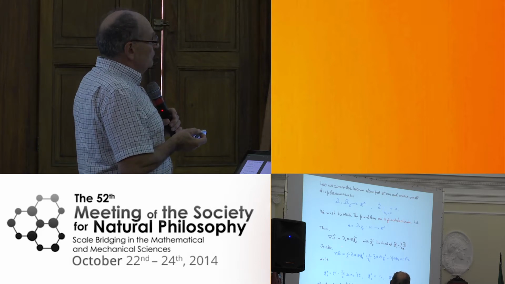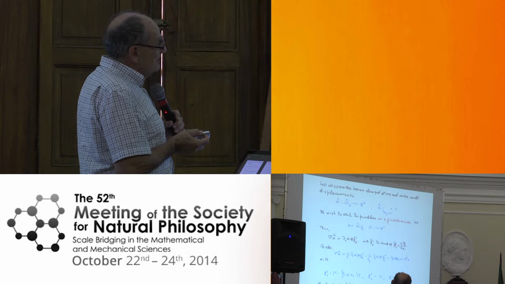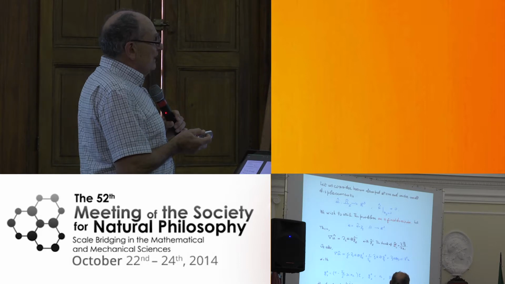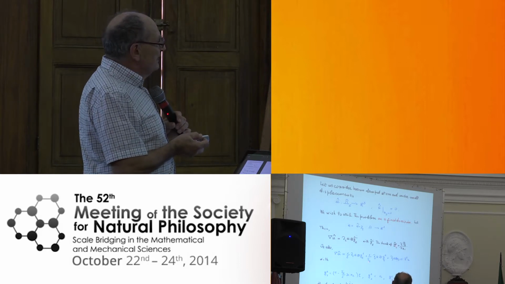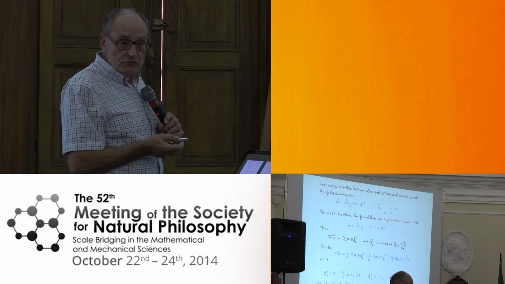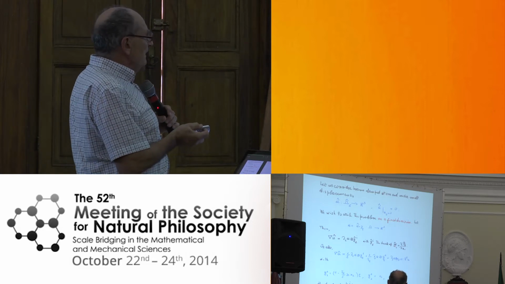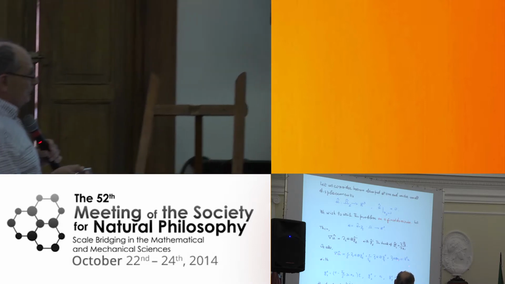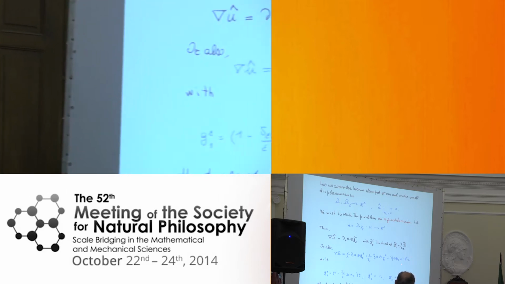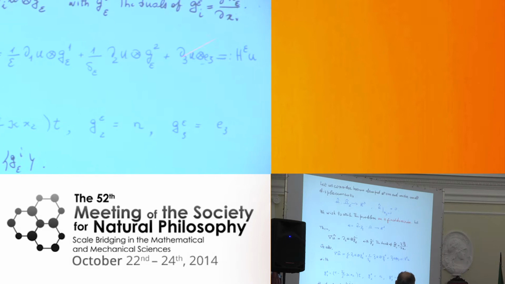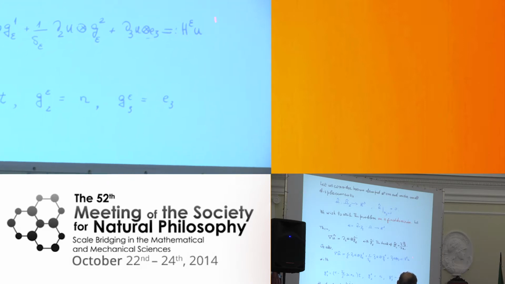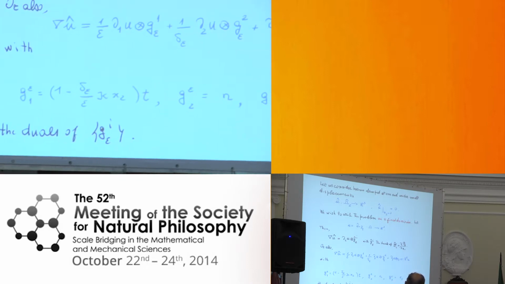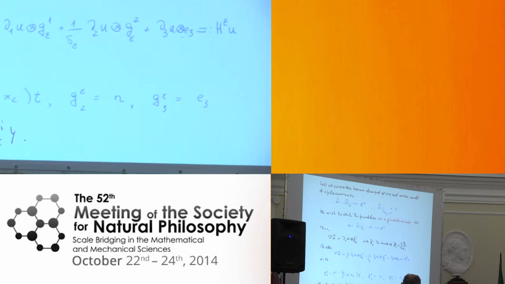Or also, one can rescale this term suitably, factorizing epsilon as far as G1 epsilon is concerned, and 1 over delta epsilon as far as G2 is concerned, and write then the gradient of u hat in this form, which will be denoted in this way. And this is the gradient of the u hat described on the fixed domain omega. And G1, G2 and G3 look like that.